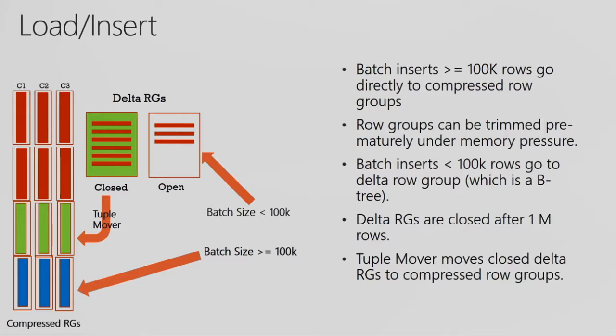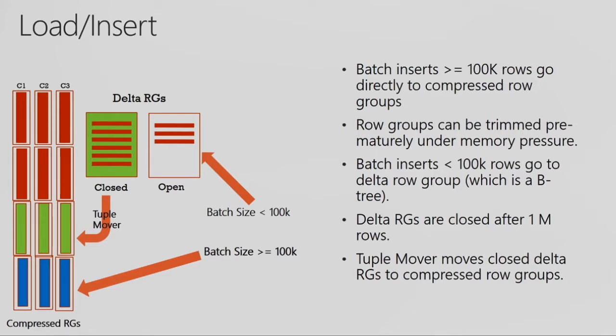Now let's look at what happens when you load data into your column store. Depending on your batch size, which is essentially the set of rows that you're loading together, if your batch size is greater than 100,000 rows, the engine will directly send those rows to compressed row groups. What you see on the left side, the vertical bars, each set of tiles represents compressed row groups. However, if you send less than 100,000 rows, the engine determines that this is not worth compressing. It's too few to get good compression.